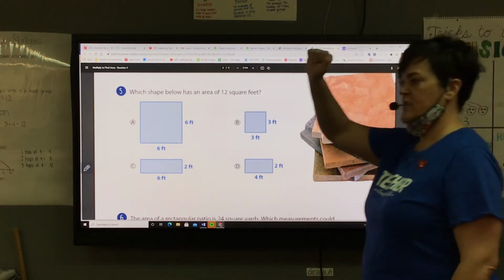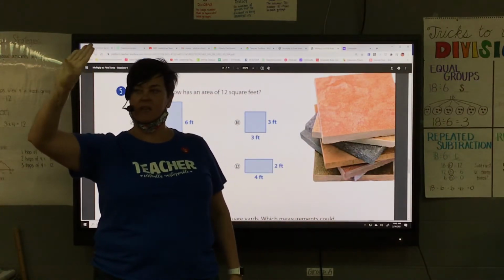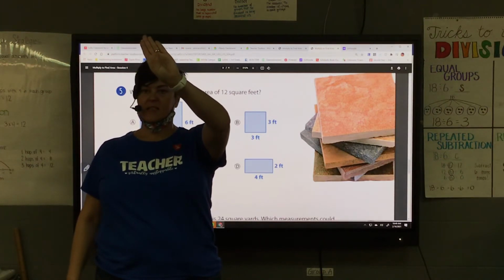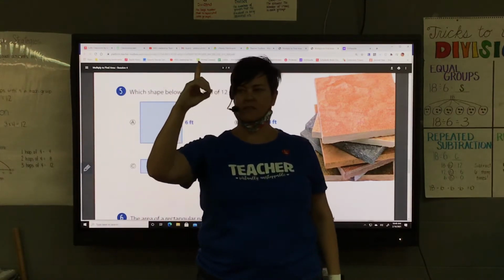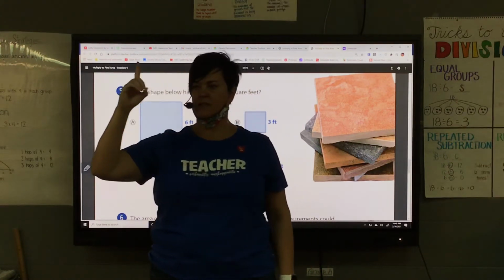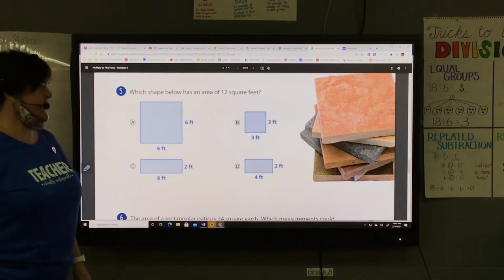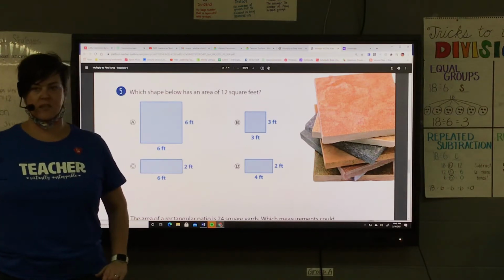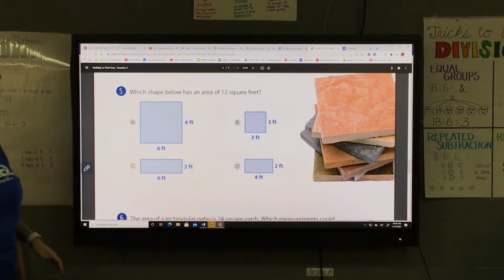Sign language. If you think it is A, hold up the sign language A. If you think it's B, hold up the B. If you think it's C or D. A, B, C, D. Ooh, everybody thinks it's C. Does 6 times 2 give us a product, an area of 12? Yes. You're correct. Good job.